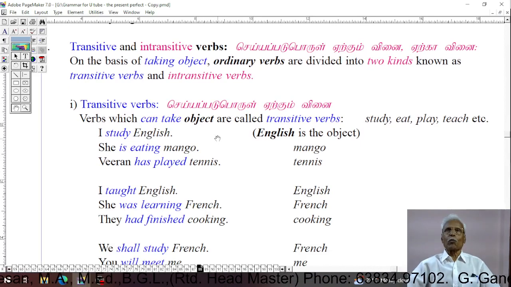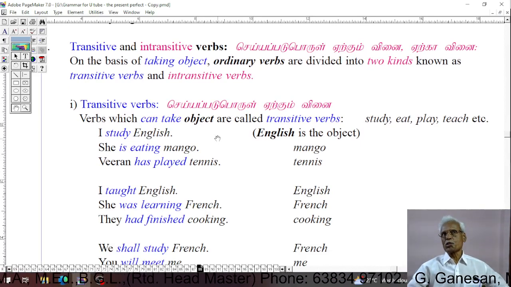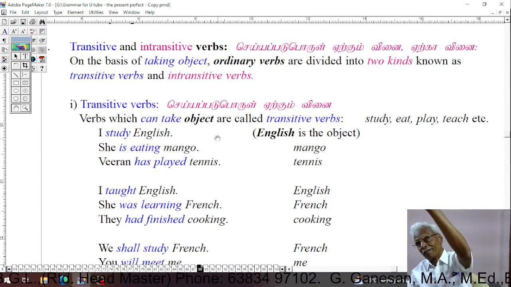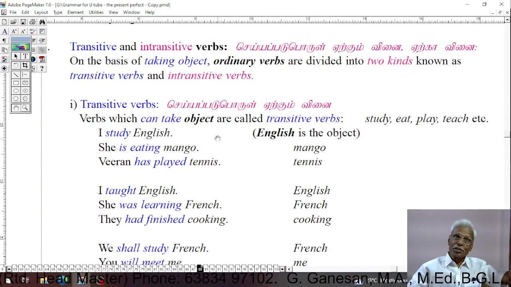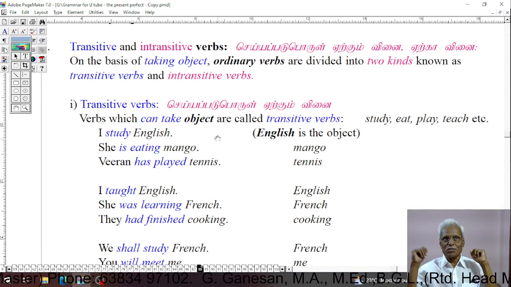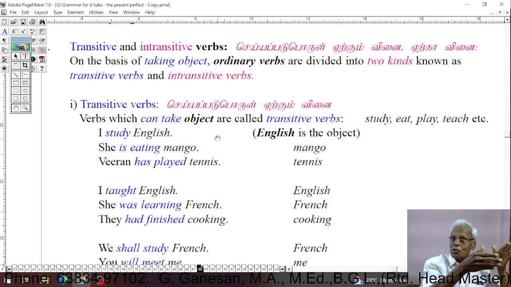Then the fourth point, recording verbs. The classification of verbs. Dear students, one: auxiliaries and ordinary verbs. Then regular verbs and irregular verbs. Again here we are going to see two kinds of verbs.